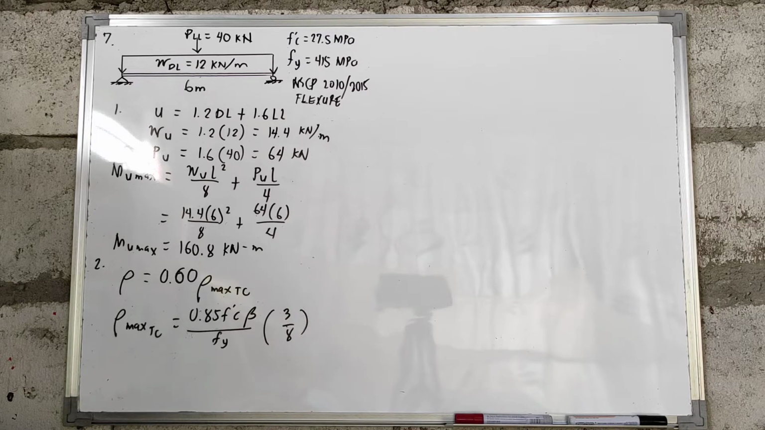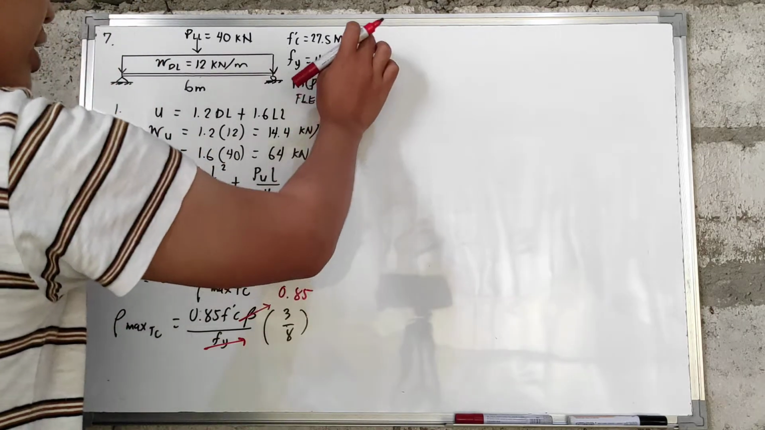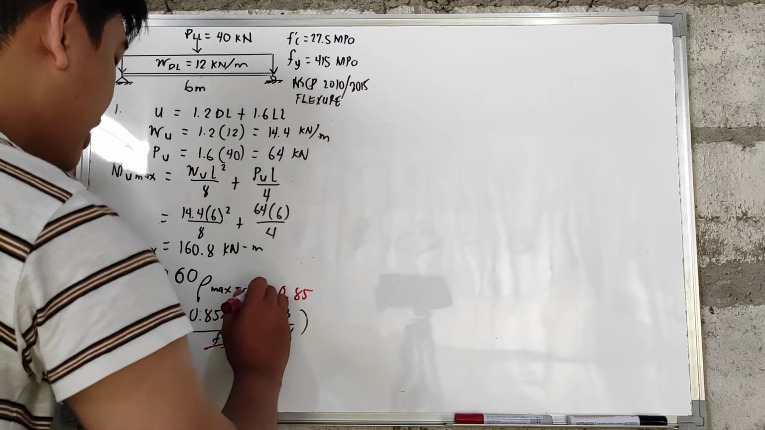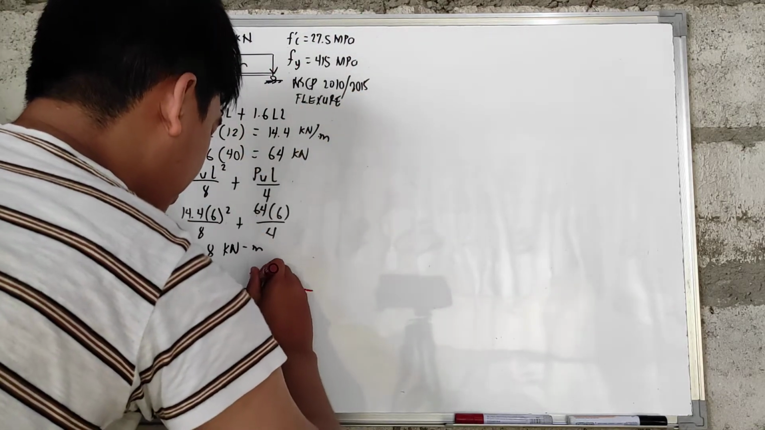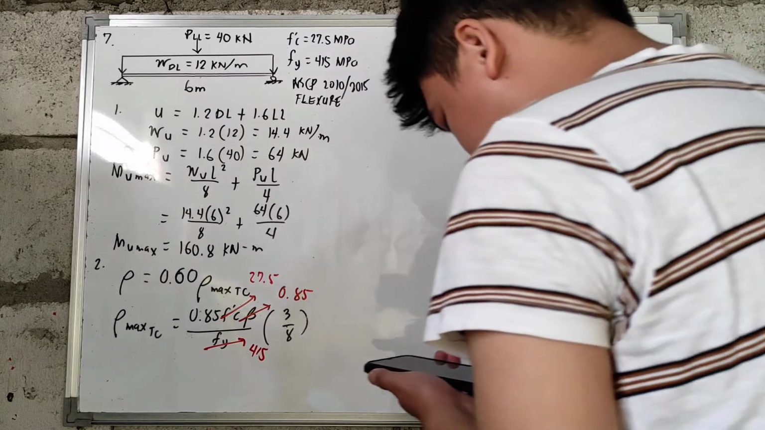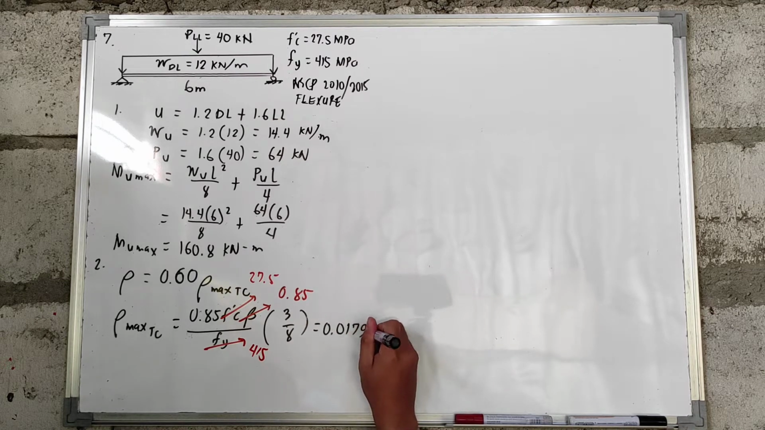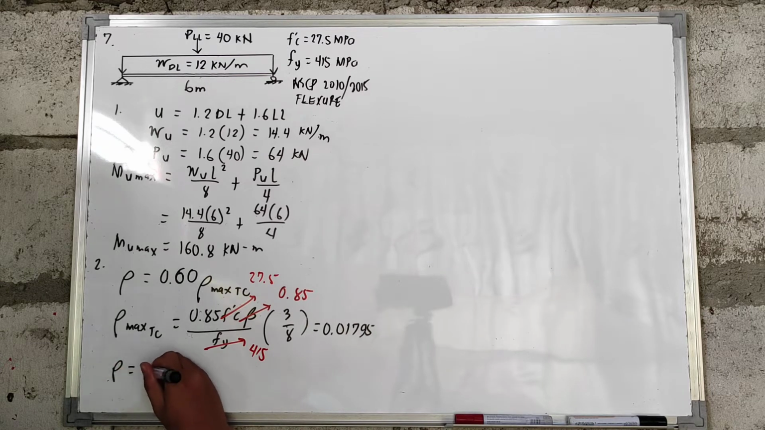So with this one, yung beta natin lang naman yung problema dito. We are going to refer to NSCP 2015, yung limiting value that is 28, yung actual natin that is 27.5. So beta, that will be equal to 0.85. So 0.85 lang yung beta natin. Value ng Fy natin, that is 415. Value ng F'C natin, this is equal to 27.5. So you will have a value of your rho max, which is equal to 0.01795.